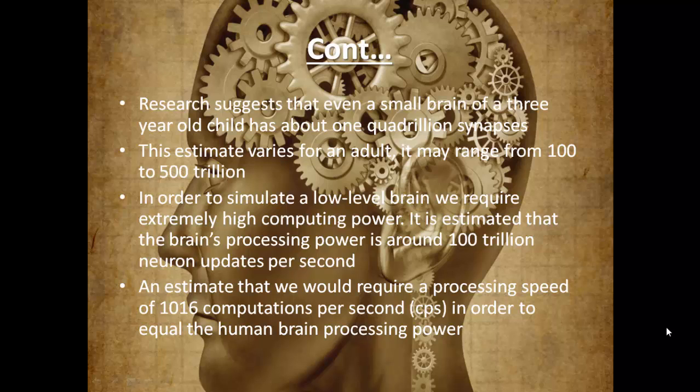In 2003, Russell and Norvig did some research. As per them, it is estimated that the brain's processing power is around 100 trillion neuron updates per second. Another research in 1997 by Hans Moravec suggests that we would require a processing speed of 10^16 computations per second in order to equal the human brain's processing power. So, it is a very long way to go for a machine.